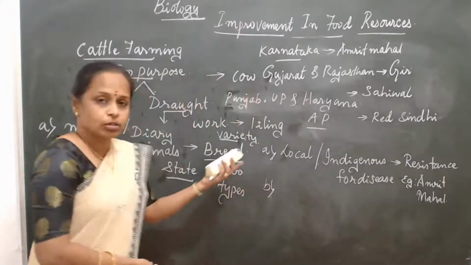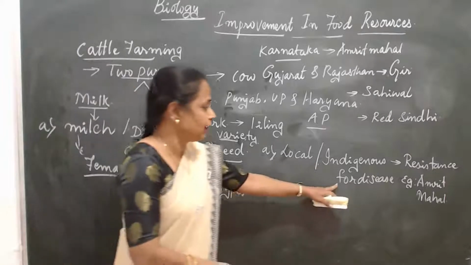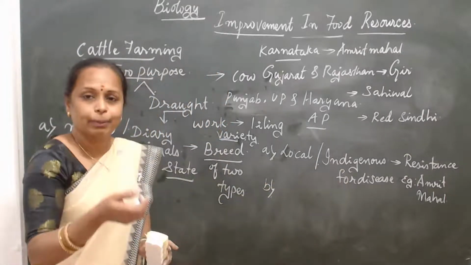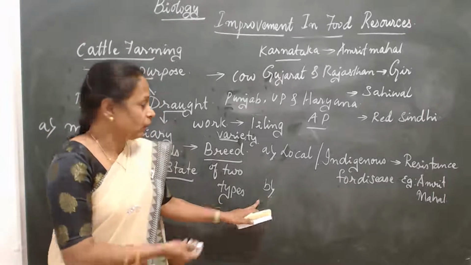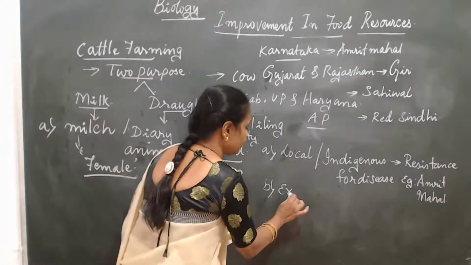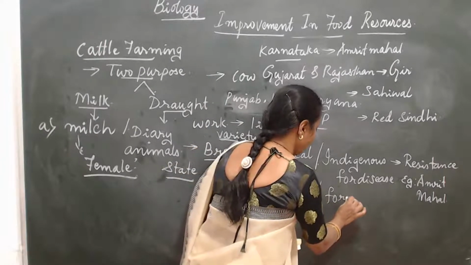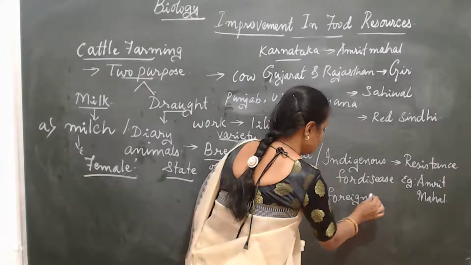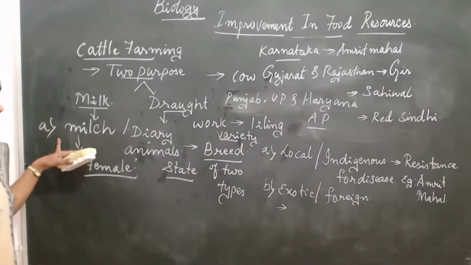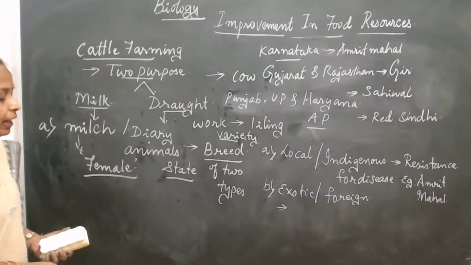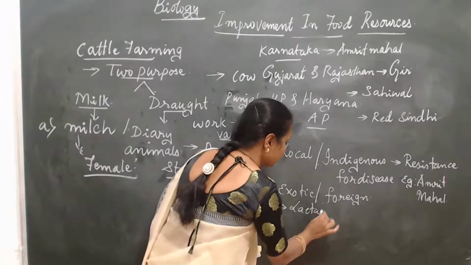So local is also termed indigenous and they have resistance to a particular disease. Resistance means it is capable of fighting against a particular disease. Then the other one is the exotic breed. Exotic breed is nothing but a foreign breed. These breeds are mainly targeted for the production of milk. So, exotic breeds or foreign breeds have a very high lactation period.